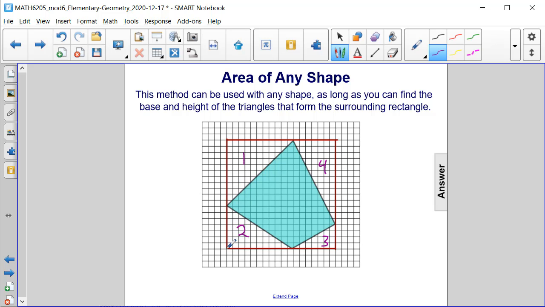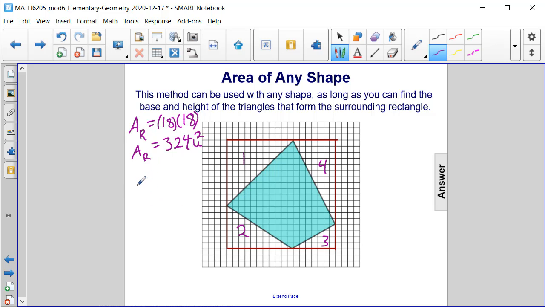So let's count the base. 1, 2, 3, 4, 5, 6, 7, 8, 9, 10, 11, 12, 13, 14, 15, 16, 17, 18. Okay. So the rectangle has a length or base of 18, and its height or width is 1, 2, 3, 4, 5, 6, 7, 8, 9, 10, 11, 12, 13, 14, 15, 16, 17, 18. Okay, so if we multiply 18 times 18, we get 324 square units for the area of the rectangle.